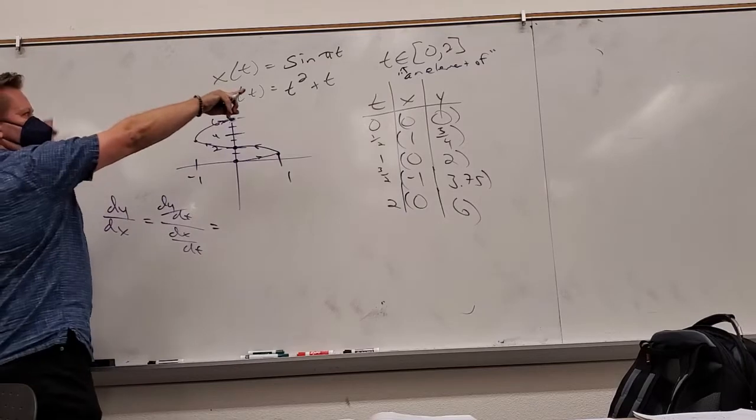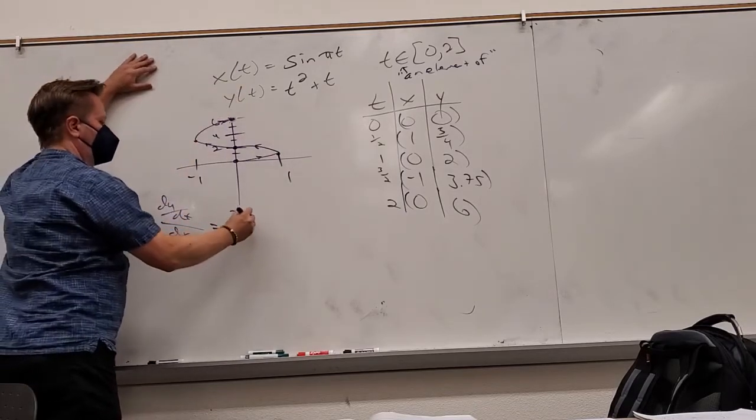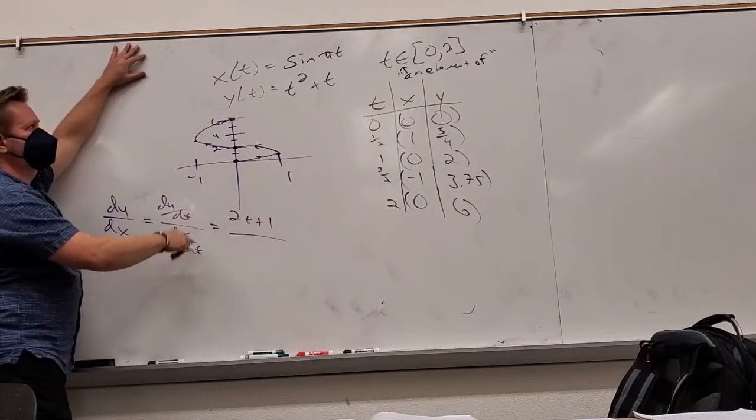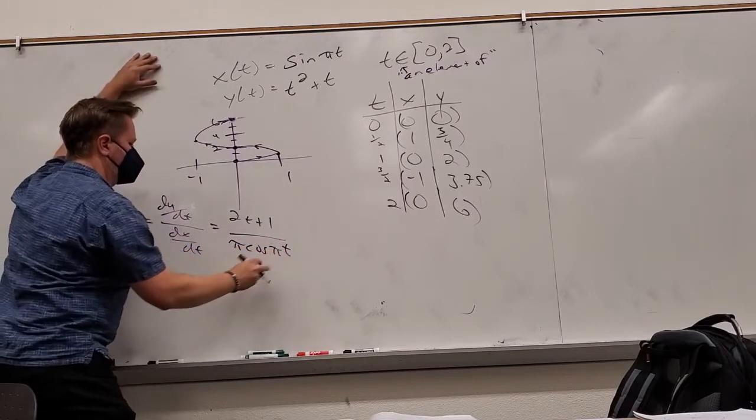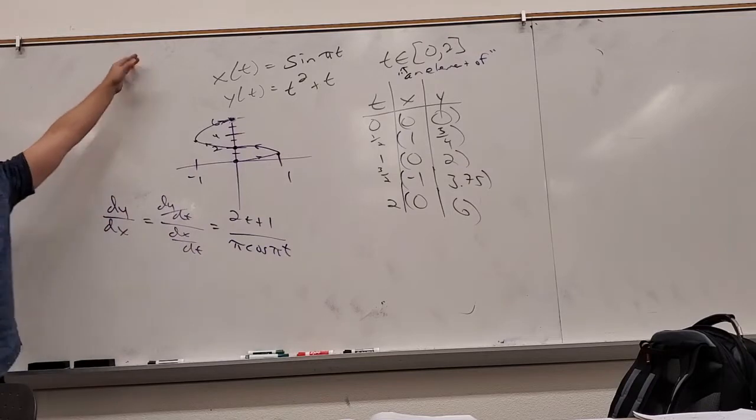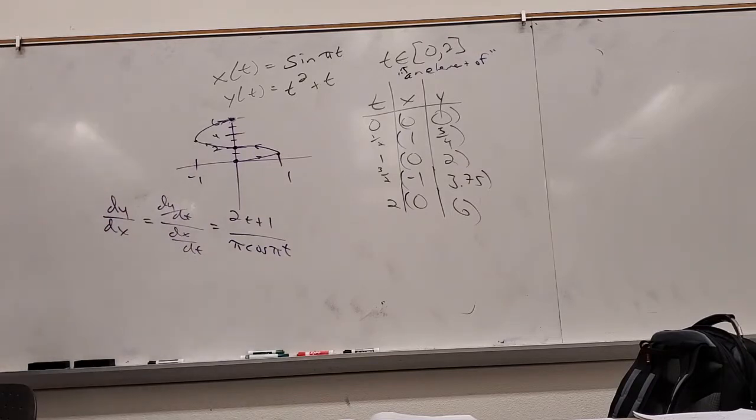What's dy/dt? Nice and easy. 2t plus 1. dx/dt? Pi cosine pi t. If anybody's wondering why there's a pi there, why is there a pi there? Chain rule. I love it.